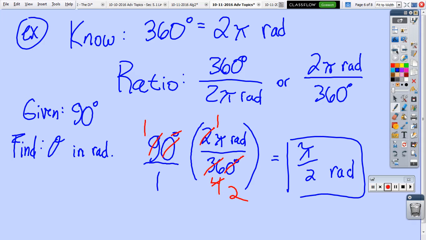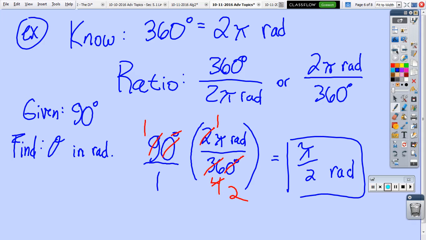So you want to convert from degrees to radians. It says given 90 degrees, find theta in radians. How do we do that? Well, we start with 90. Now, am I going to use this one or this one? I want degrees to go away, 1 over 1, and I want to be left with just radians.